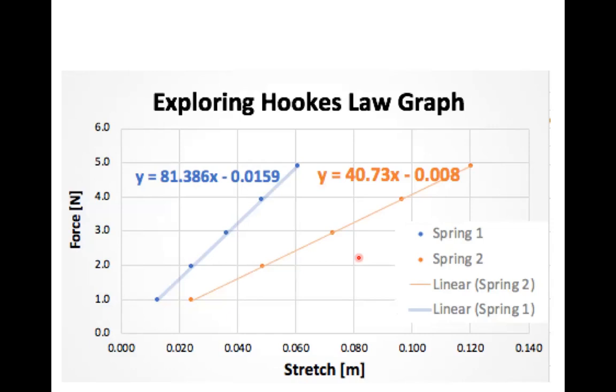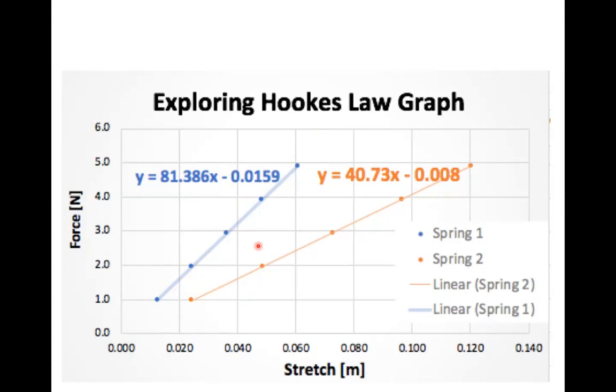So to answer that question, let's take a look at about 25 centimeters. For stretching two different springs 25 centimeters from equilibrium, it takes a lot more force for the blue spring than the orange spring. So the blue spring is more difficult to stretch, and the line of best fit for the blue spring is steeper. A steeper line of best fit means a stiffer spring, and we will get a larger spring constant.